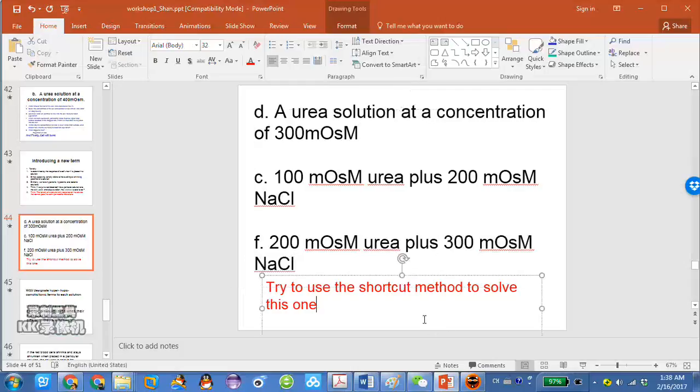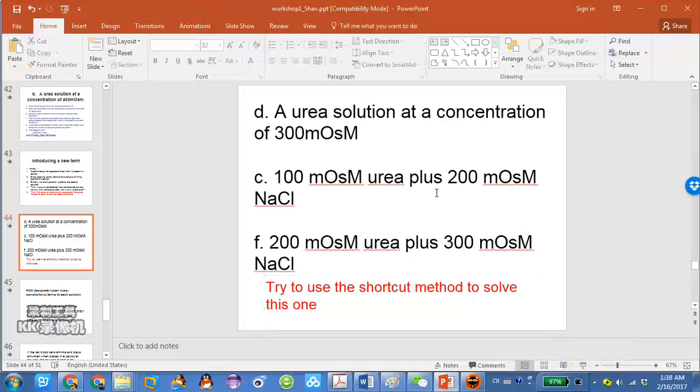Okay, we call this a shortcut method, or I call it a shortcut method, to solve this type of question. It actually simplifies the questions a lot, and it can save you quite an amount of time when you are facing this type of question.